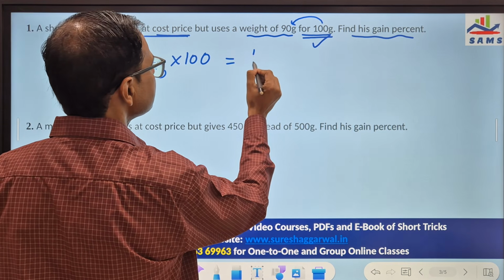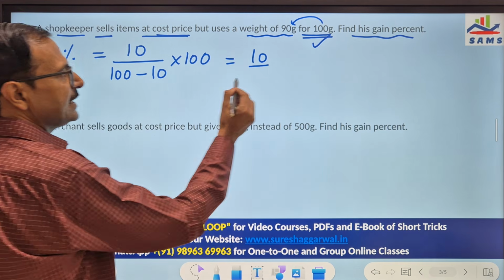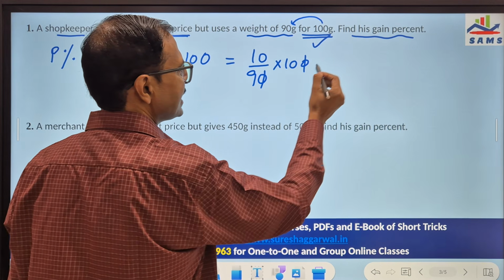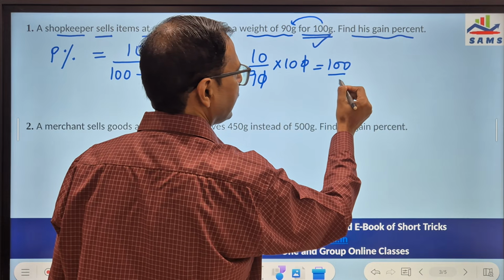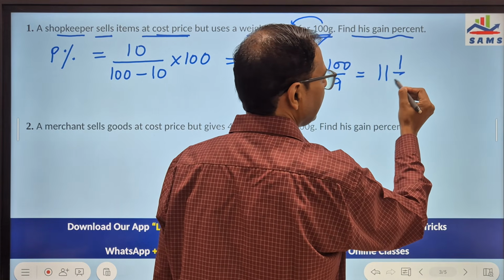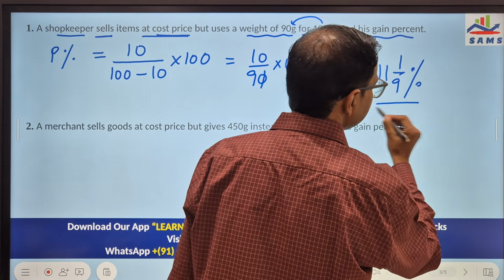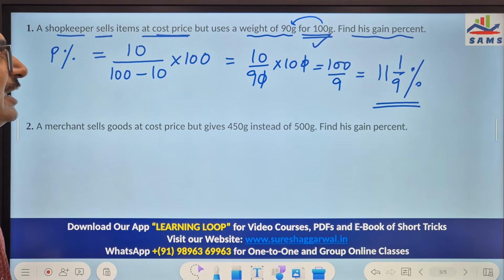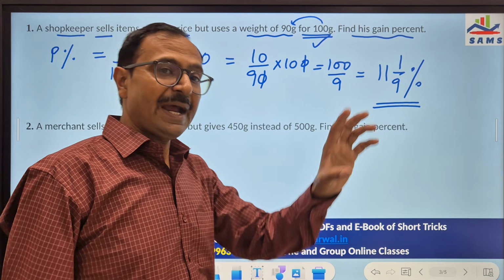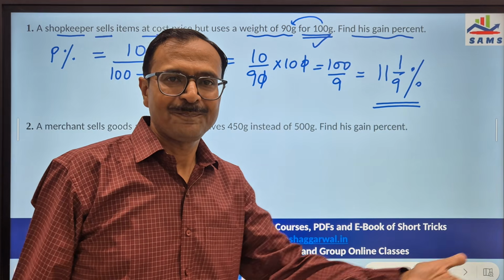Here this becomes 10 and this becomes 90, and multiplied by 100, so one of the zeros gets cancelled, so this is 100 upon 9, which gives me 11 1/9% profit. Now this is the result when he uses a 90 gram weight in place of a 100 gram weight and he is selling at cost price.